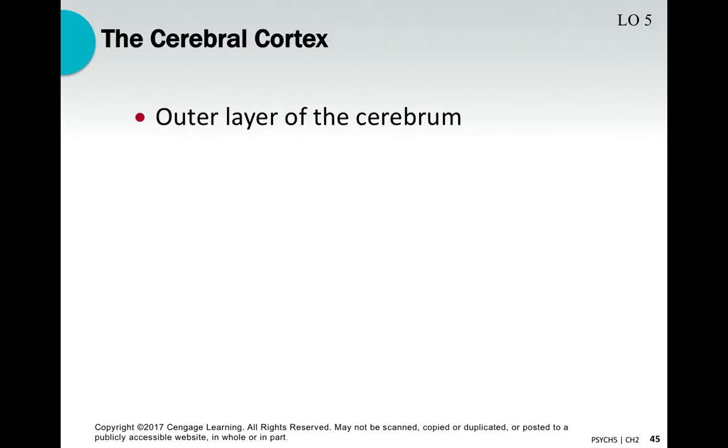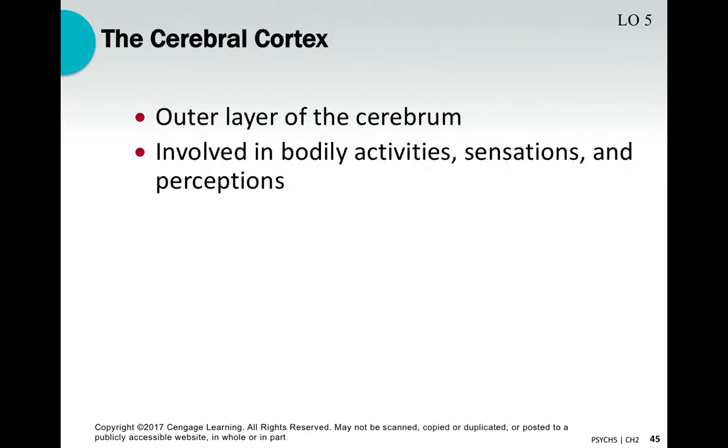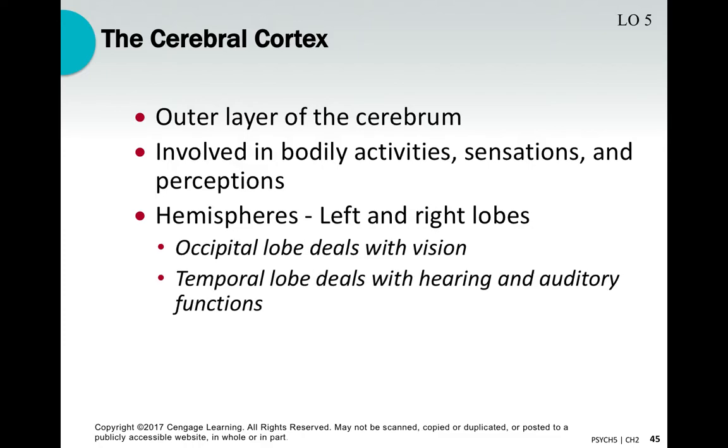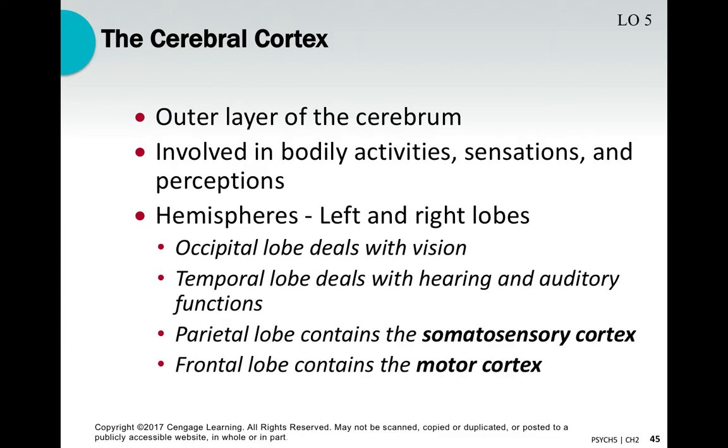So let's look at the cerebral cortex. It's the outer layer. It's involved in a lot of bodily activities: movement, sensation, perception. It's got two different hemispheres, the right and left, and four lobes that we'll talk about. Four lobes of the brain that are really important. You have the occipital lobe, which is on the back of the brain, kind of the back lower, near the cerebellum. And this is what's dealing with vision.